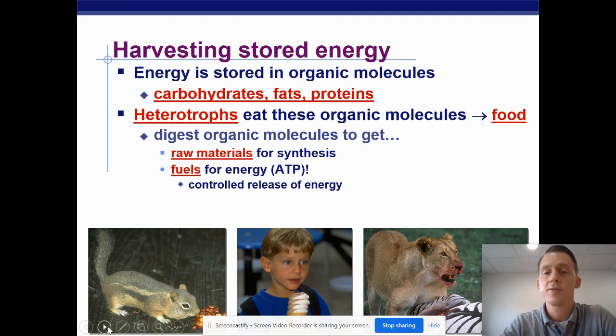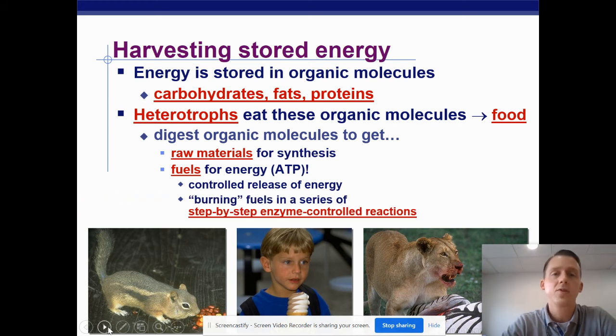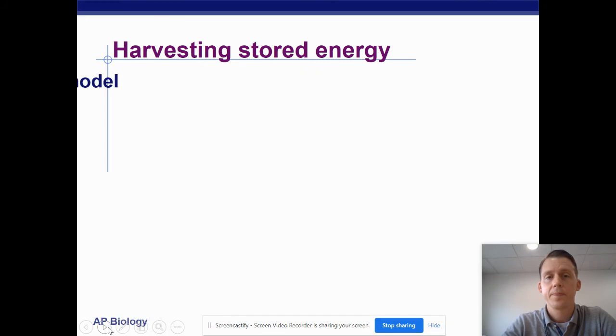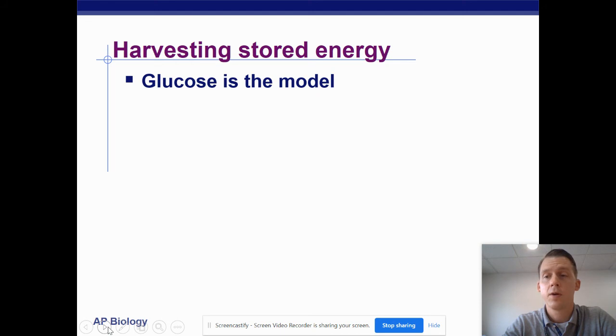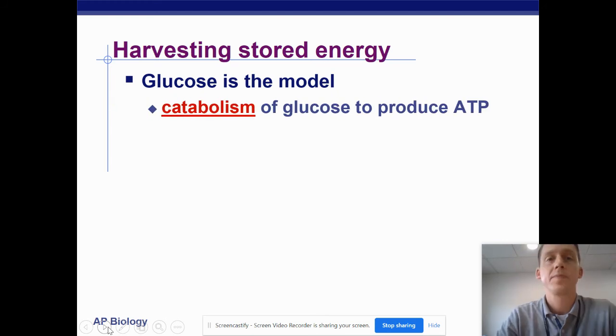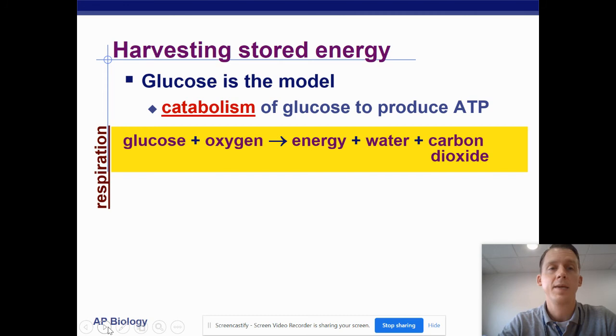It's a controlled release, so it does not happen all at once. So it keeps things in control, which is good for our cells. So we burn our fuel in a series of very controlled step-by-step reactions. Okay, so glucose is going to be our model, as I said before. We can, of course, harvest stored energy from other things besides glucose, but we are going to exclusively talk about glucose. This is a catabolic reaction because it's releasing energy. So we are catabolizing glucose to produce ATP.